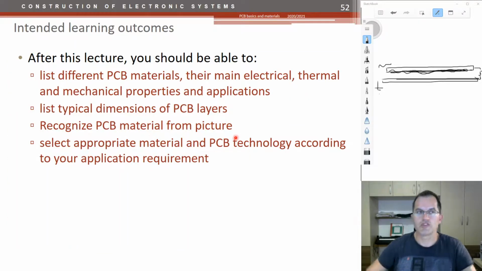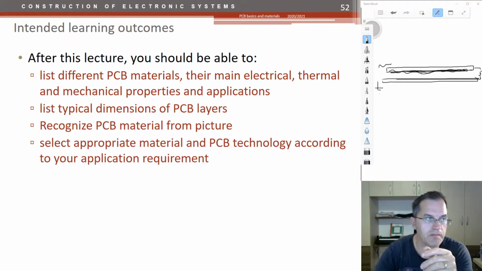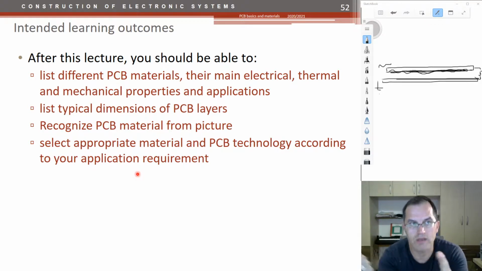Okay, at the end I would like to show you what you have learned, or what you should learn from this lecture. Well, you should list different PCB materials. You should know their main electrical, thermal and mechanical properties and the applications for them. So you should at least know that we have FR4, FR1, CEM 1 or 2, then the Teflon, the copper-based or aluminum-based IMS or DBC, and the flexible polyimide and Kapton.